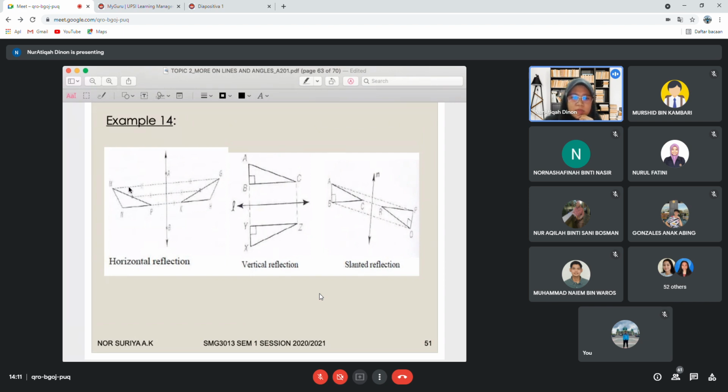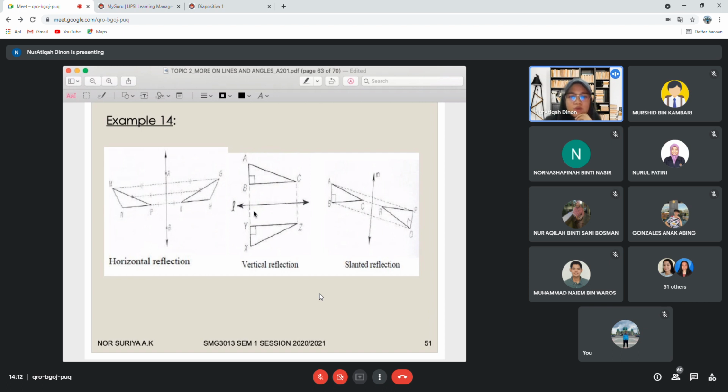The length between the two figures is the same, but the sides of the polygon for the original one and the reflected one are the same, just that the side will be different, because it's reflecting.